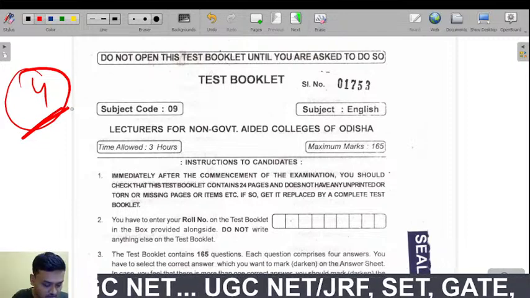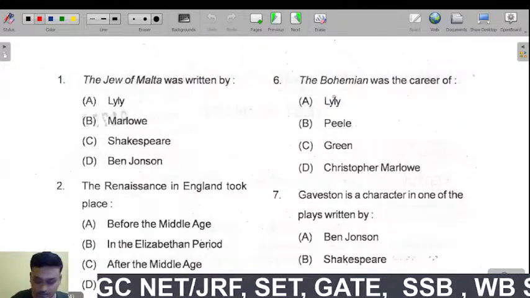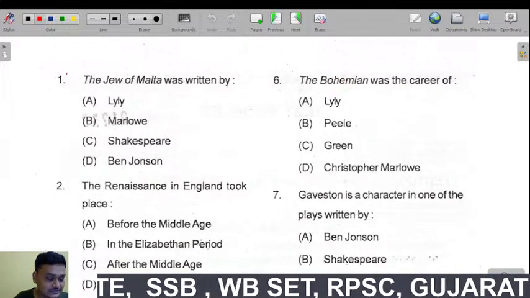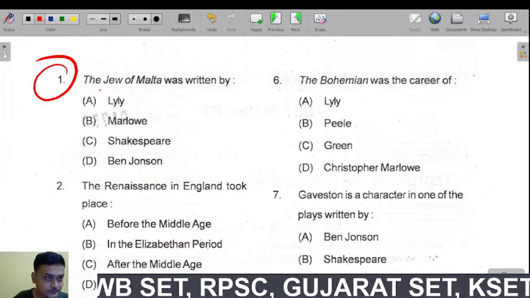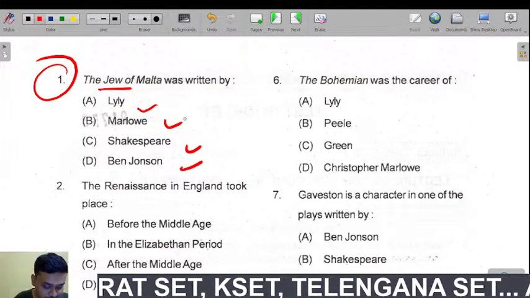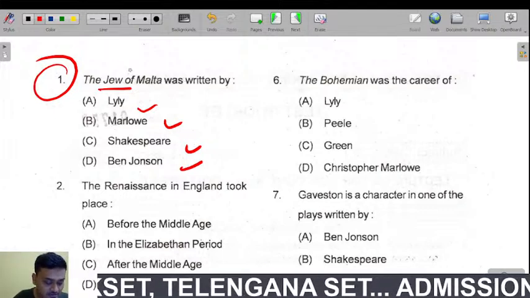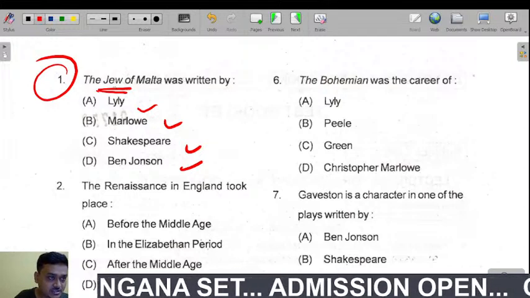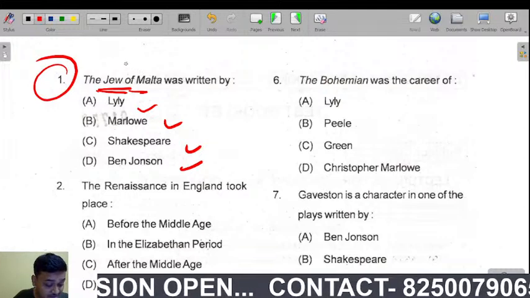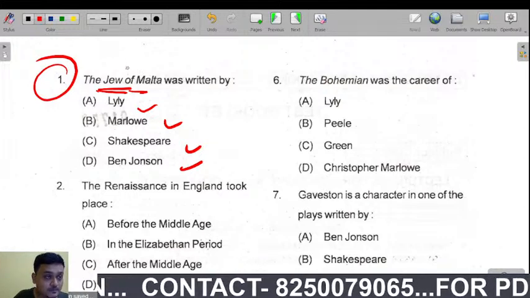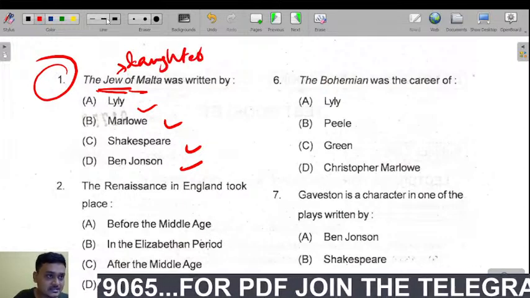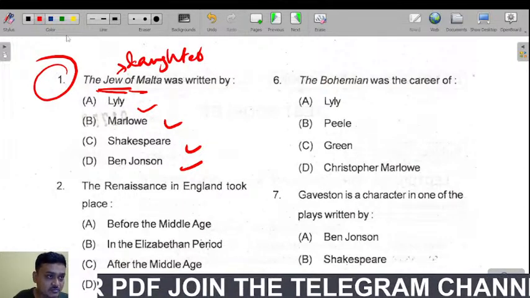Here is the first question on your screen. The Jew of Malta was written by Lily, Marlowe, Shakespeare, or Ben Jonson? Who has written the Jew of Malta? Here in the Jew of Malta, you see the rich merchant. The Jew of Malta is a rich merchant. Who is the daughter of the Jew of Malta? Any idea?